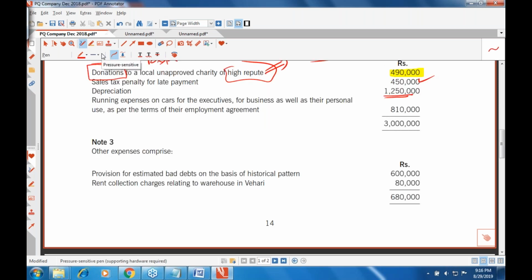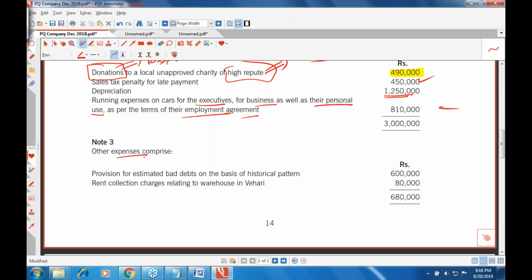Now what next is there? It says running expenses on cars for the executives for business as well as their personal use as per terms of the employment agreement, 810,000. This is okay to claim as an expense. Why? Because this is a running expense for the car which has been agreed as per employment. So anything that the employer is giving to the employee as per the agreement is a claimable expense for the employer, and the benefit given to the employee would be added to his salary income.